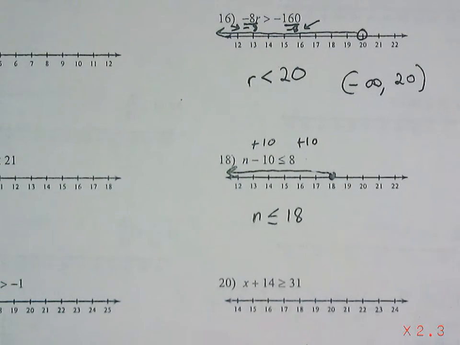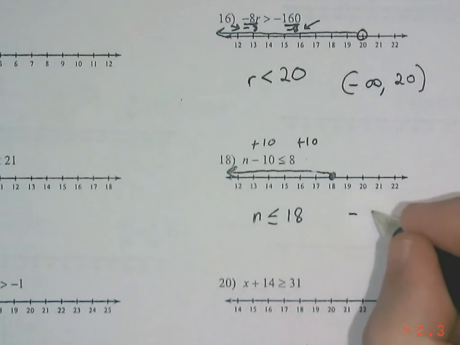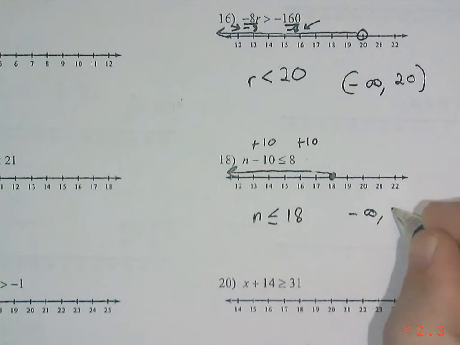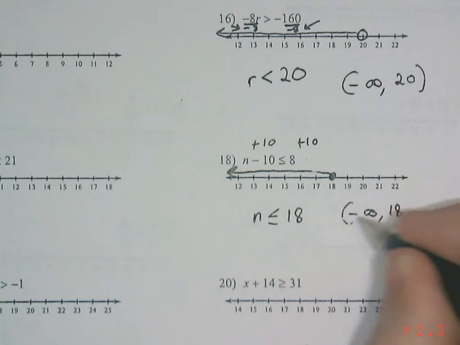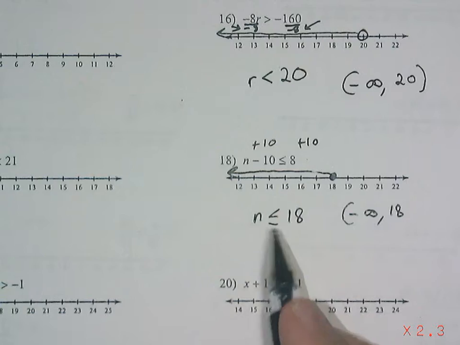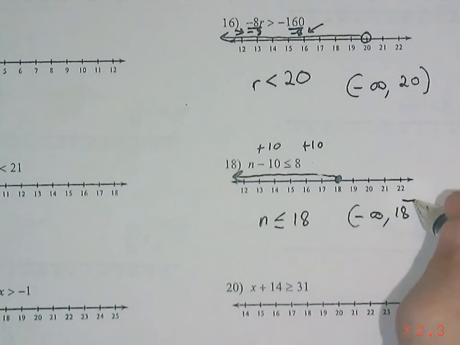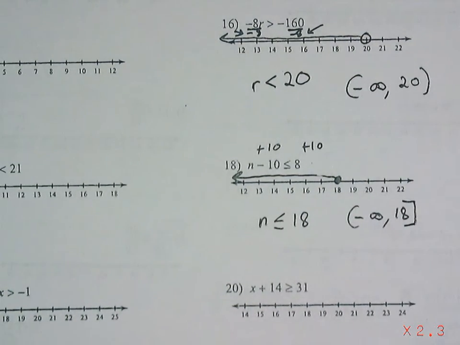Okay, and then the least number would be negative infinity. Greatest number would be 18. Infinity would have a parenthesis. It actually does include 18, so I'm going to be using a bracket at 18.